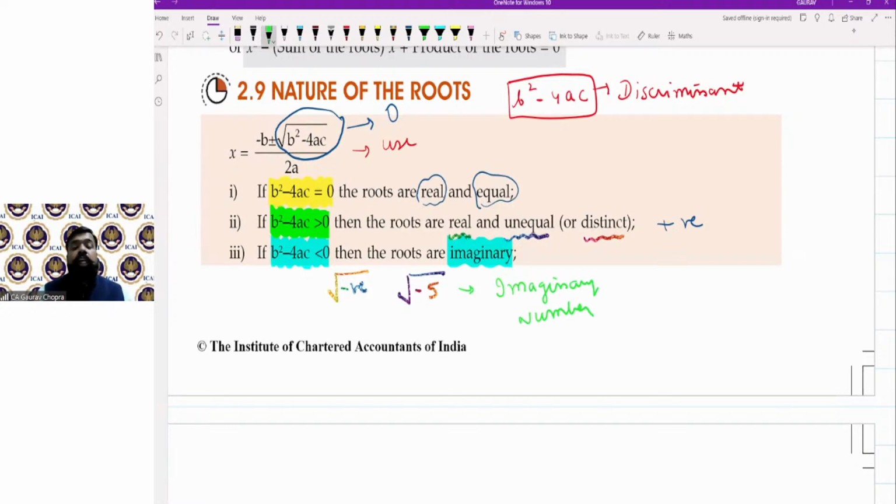और उसको डिनोट किया जाता है किसके साथ? आयोटा के साथ. So root of -5 will be written as root 5 iota. So in place of root of -1, we can write I. I means iota and it is an imaginary number. Okay, so these are the three conditions. पहली condition क्या है? Equal to 0 है, तो roots real and equal. More than 0 है, positive value है, तो real and unequal. Less than 0 है, then they will be imaginary.